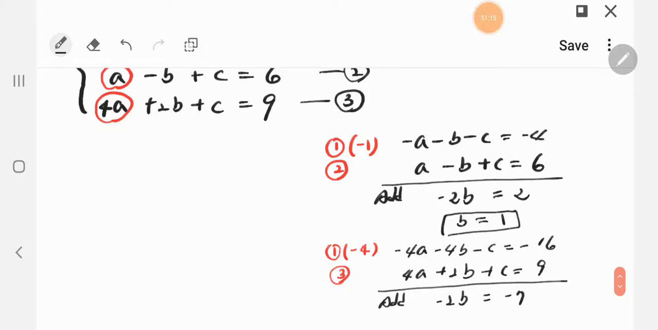Something is not right. Okay, let me double check on this one. All right, when you multiply the first equation by negative 4, this is negative 4c, not c. So this has got to be negative 4c.